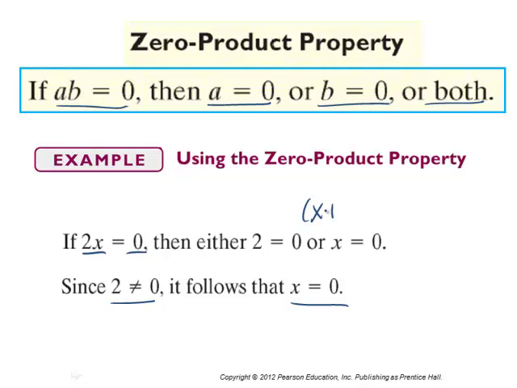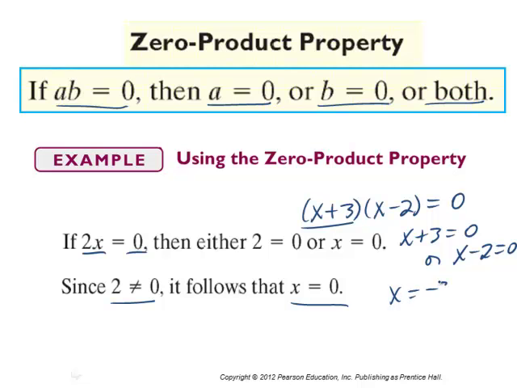Also, if I have x plus 3 times x minus 2 is equal to 0, then that means that either x plus 3 is equal to 0 or x minus 2 is equal to 0. So you set each of those factors equal to 0 and then solve for x. If x plus 3 is equal to 0, that means x is equal to negative 3. And if x minus 2 is equal to 0, that means that x is equal to 2. So you have two possible solutions in this case. We use the zero product property a lot in this class, so make sure that you are aware of it.